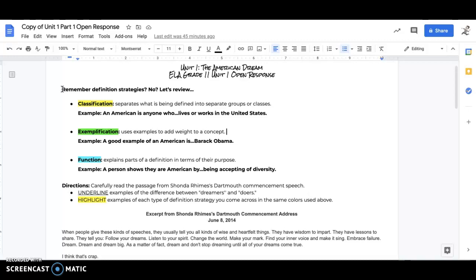You might say something like, a person shows they are a Reading High School student by wearing Reading High School t-shirts and sweatshirts, or by attending and cheering for the football team at home games. It's an action or something that someone does that shows that they belong to a particular defined group.